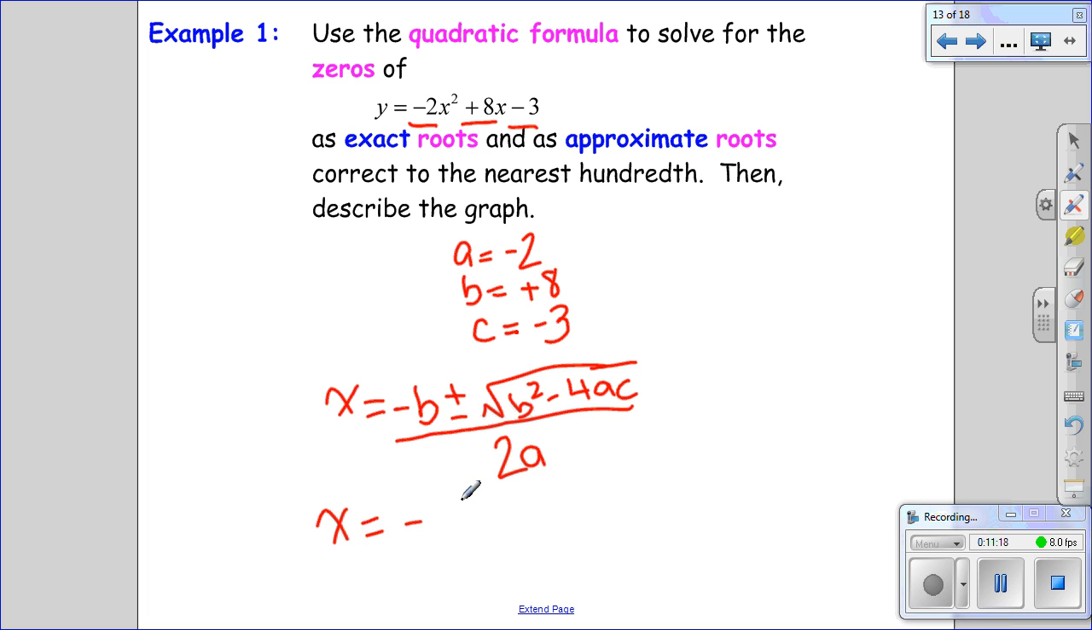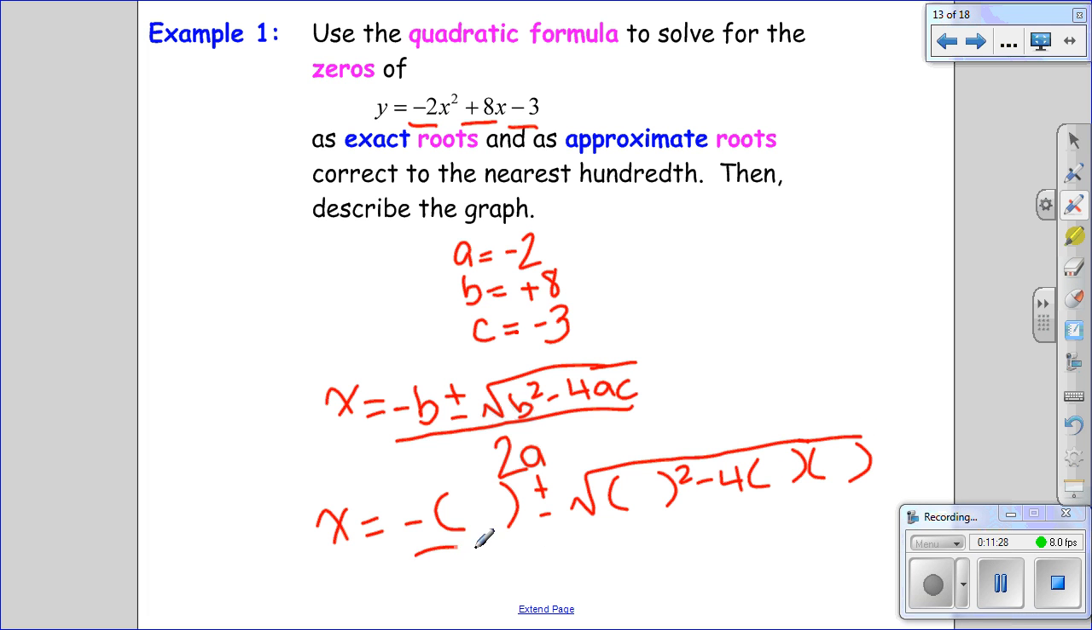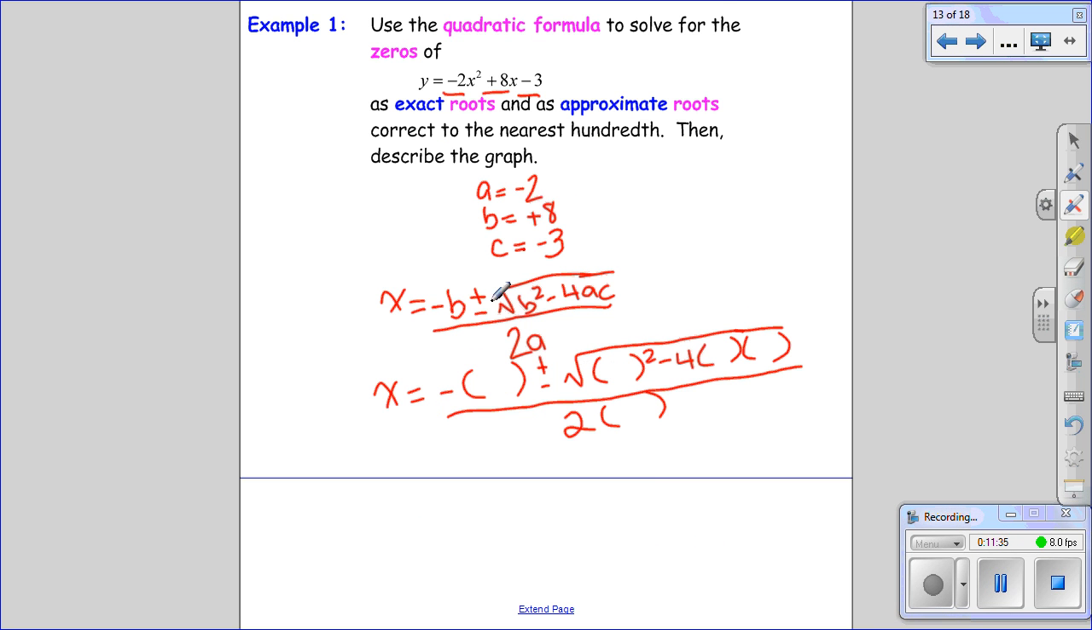Now, what I also suggest when you do this, everywhere I see a variable, I just toss in brackets right away. Make sure your divide sign goes all the way across and your radical goes all the way across. Now, your b value is positive 8. That's going in here. A was negative 2, C was negative 3, and A is negative 2. Always good to start out by writing everything.